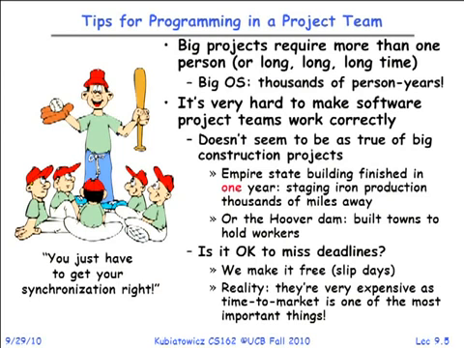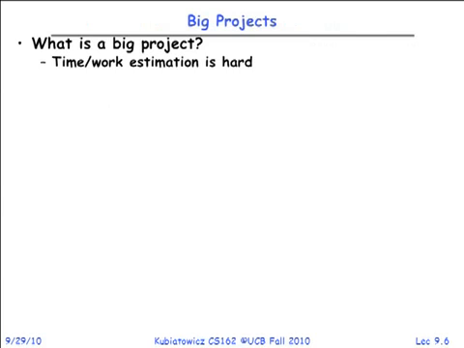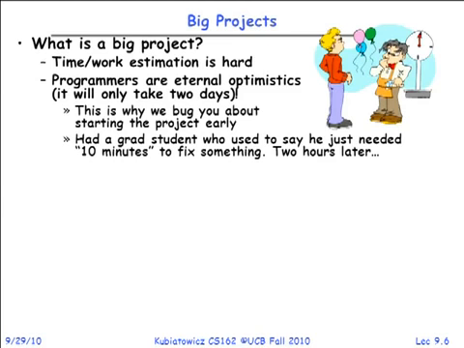So the problem is you lose not only reputation, but you lose money. Potentially you lose contracts and so on. And so it's a good thing to figure out how to keep your deadlines rather than skip them. So what's a big project? Well, I would say a big project is any project where the time or work estimate is hard. If you can't figure out how long this is going to take, it's probably a big project. Now, of course, you couple that with the fact that programmers are eternal optimists, and you've got a bit of a problem.